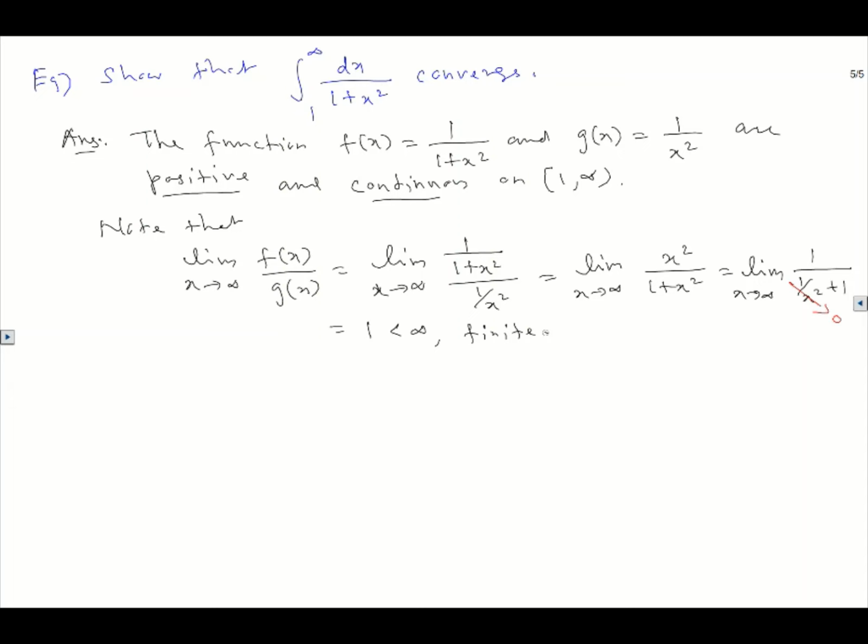You can see therefore the integral from 1 to infinity of 1 over 1 plus x squared converges, since the integral from 1 to infinity of 1 over x squared converges. Why? This one converges. It is a p integral with p equal to 2, which is greater than 1.